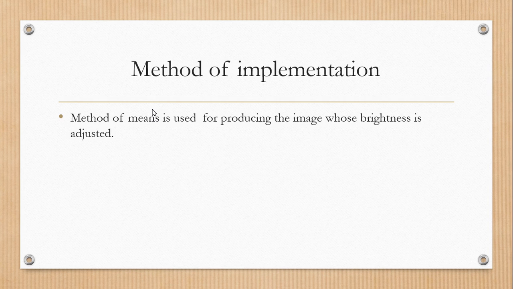In this project, we actually average out the brightness present in the entire image. We just take 3 by 3 windows, obtain the brightness of the image and spread it to the entire window. This method is called method of means.